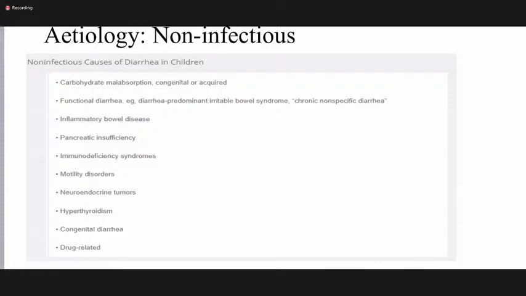You as a physician, when you go out there and you see children with diarrhea, and especially when it is persistent or chronic diarrhea, then you must think about other causes of diarrhea. So we've listed a few according to this table from UpToDate, but just remember that malabsorption, inflammatory bowel disease, pancreatic diseases, motility disorders, thyroid issues, etc., can also cause diarrhea. Next, please.